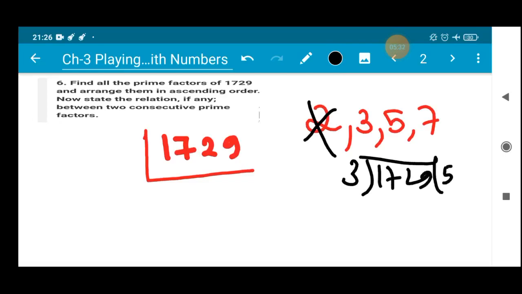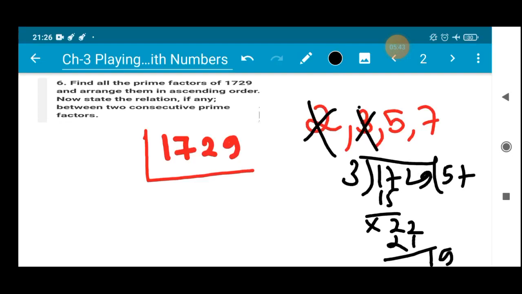3 5s are 15. 7 plus 5 is 12. 3 7s are 21, 19. So 19 cannot be divided by 3. So even 3 is not possible. Even 5 cannot divide because you know the divisibility rule.